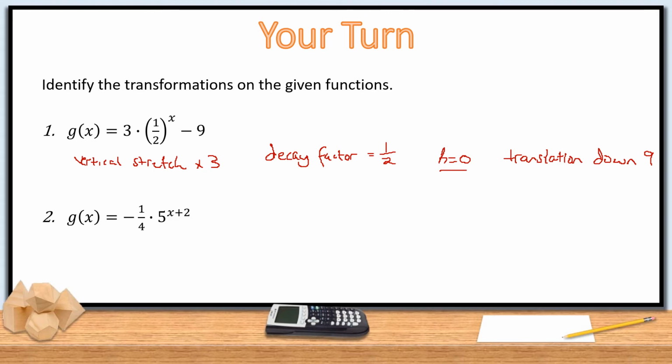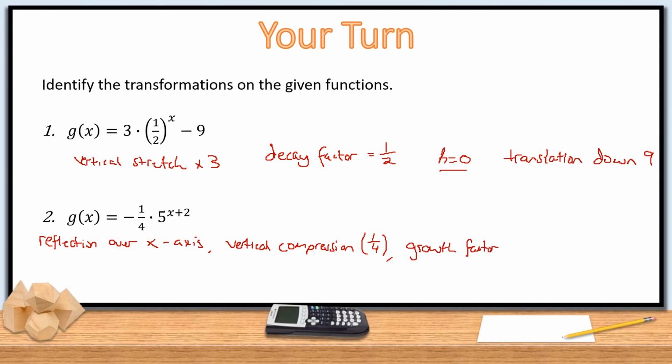All right, so now this one we've got a reflection. We have a decay factor again, or sorry, no, we have a vertical compression of 1/4. We've got a growth factor of 5. And we're moving left 2 units. And then there's no translation up or down.